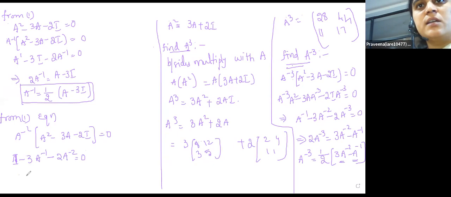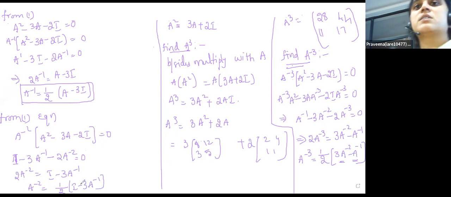From that, what is a inverse 2? Okay, 2 into a inverse 2 is equal to I minus 3a inverse. From that, a inverse 2 is equal to 1 by 2 into I minus 3a inverse. Okay, from this we got a inverse 2 also. Just simplify a inverse and a inverse 2, and after that substitute a inverse 2 and a inverse in the a power minus 3 equation. Finally, we got the answer for a power minus 3.